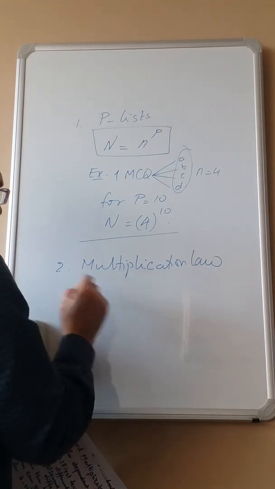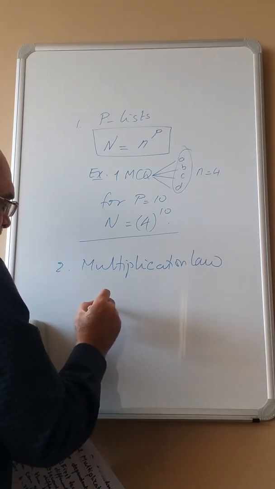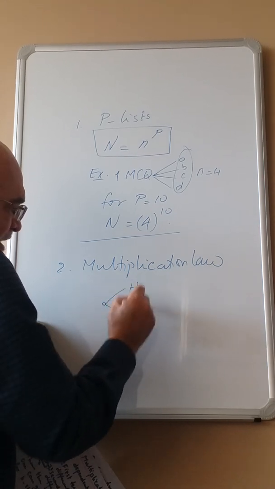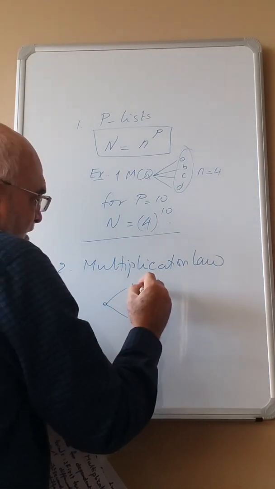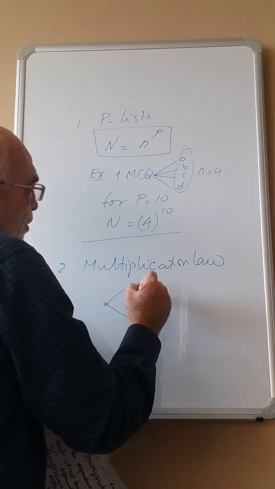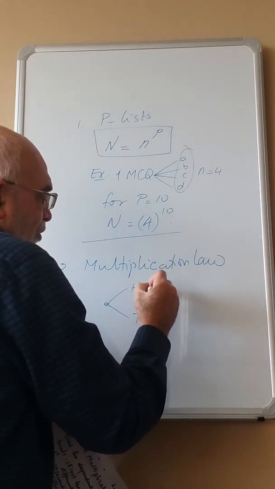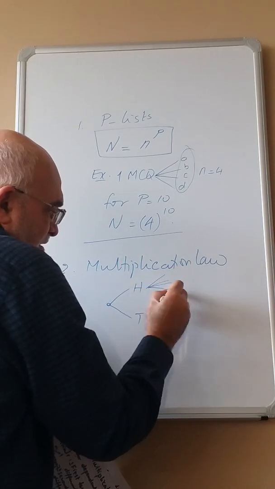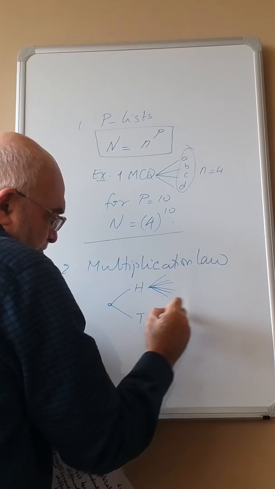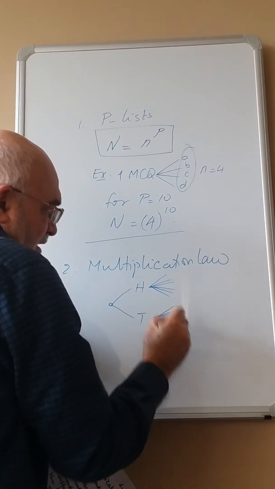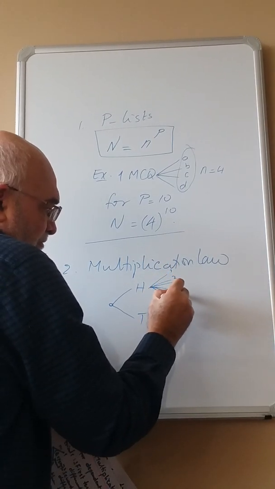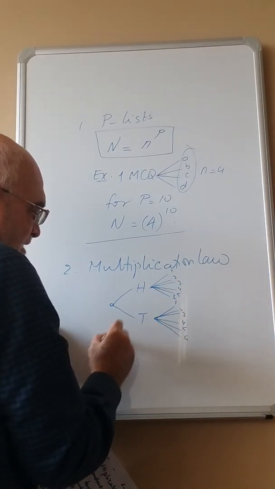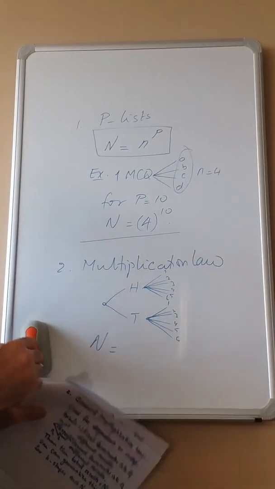This is number 2. Suppose I have, for example, tossing a coin. Result could be H or T, and after that I have dependent or independent outcomes. Let's say rolling a die. Rolling a die will result in 6 different faces: 1, 2, 3, 4, 5, 6. So what is the total number of results for this tree diagram?